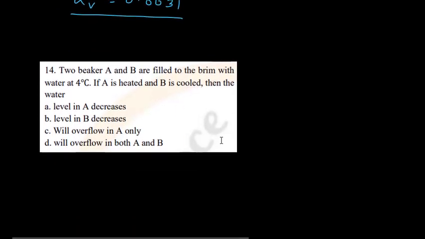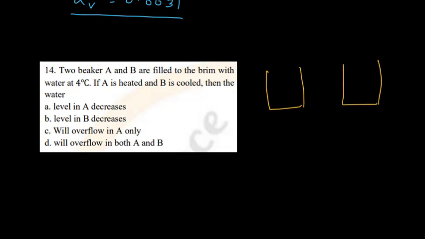Okay, two beakers A and B are filled to the brim, to the same level, with water at 4 degrees. If A is heated and B is cooled, then what happens to the water? So suppose I have one beaker here and another beaker here. They are filled to the top. The water is at 4 degrees Celsius.